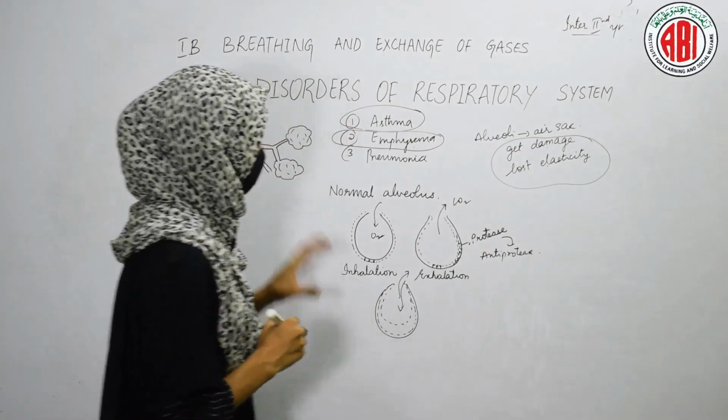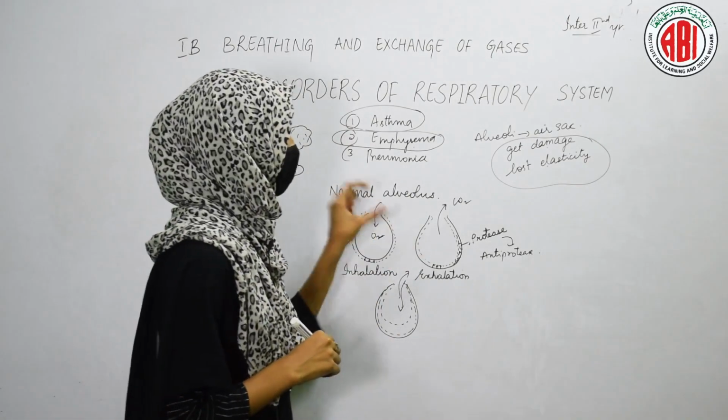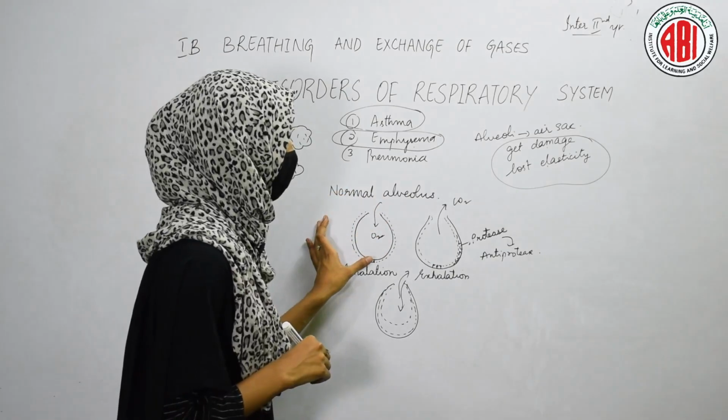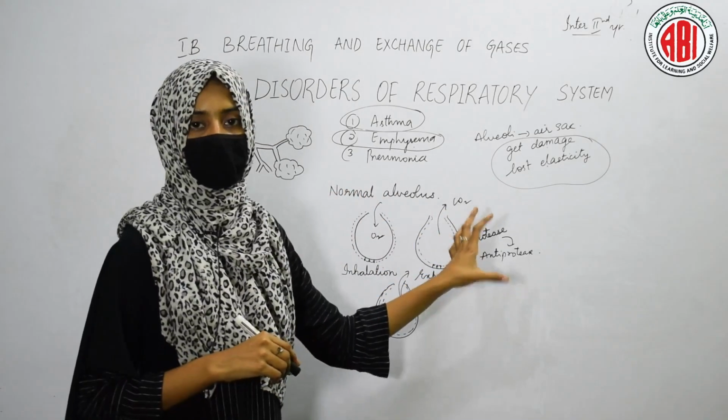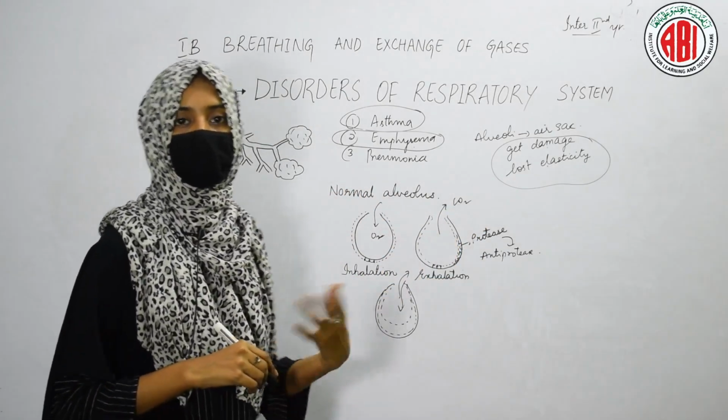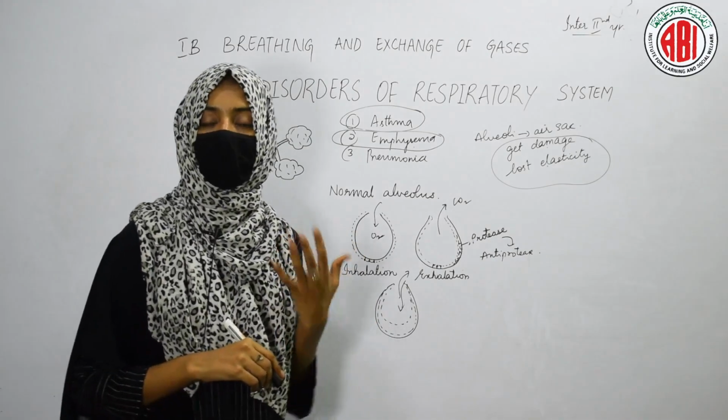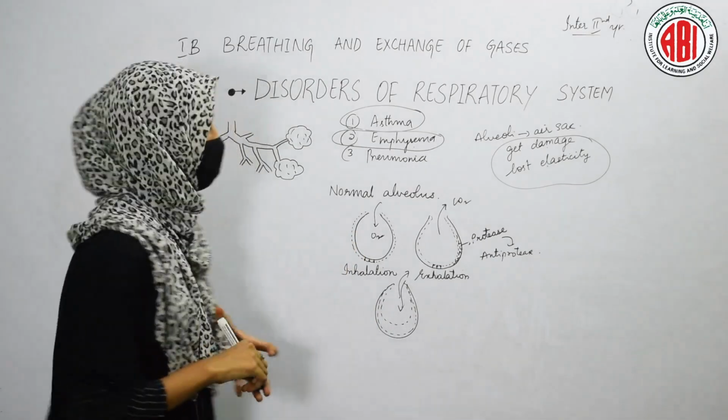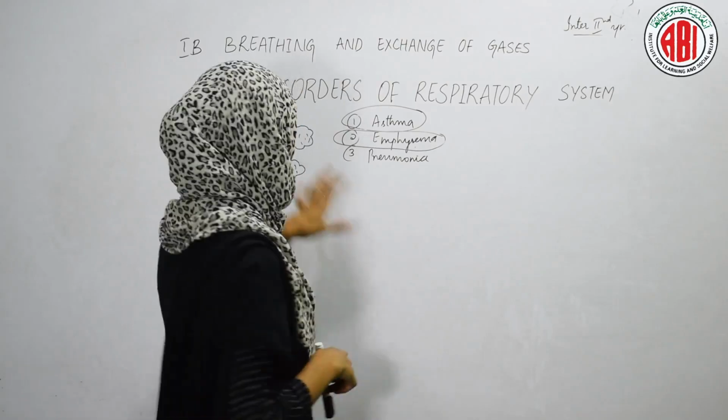So basically in emphysema, the proteins that help in maintaining the elasticity of the alveolus get damaged. Due to this, the alveolus cannot show its elasticity and it cannot perform the normal function. The next lung disorder is pneumonia.